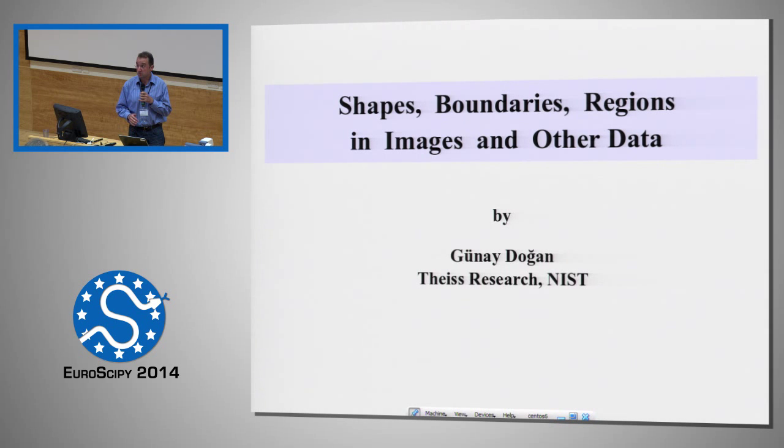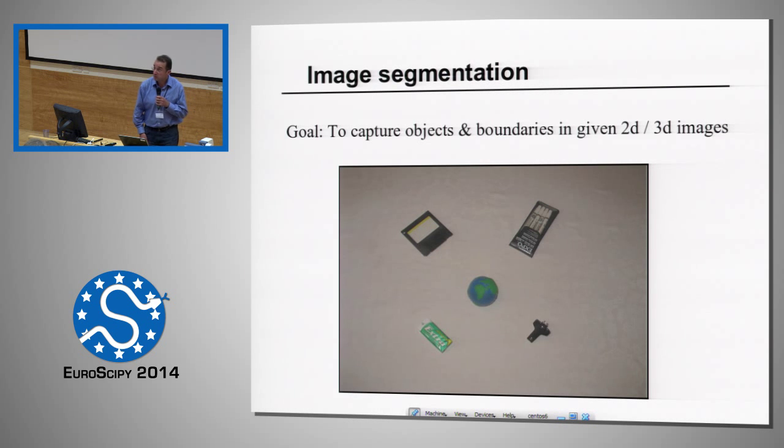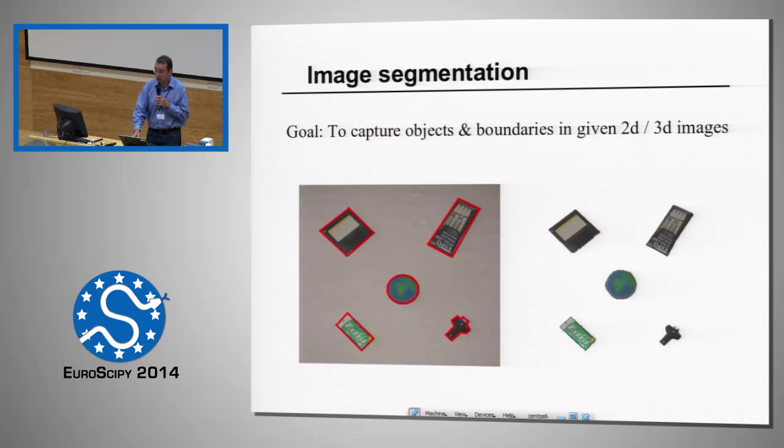Hi, everybody. So I have a poster about this already, so you're welcome to see more about this. The idea is shapes, boundaries, regions in images, and other data, say tomographic data, other forms of indirect data. Now, the specific problem of image segmentation: you want to extract objects, their boundaries themselves in the images, so the output could be like this, especially the red curves, which I'm interested in.